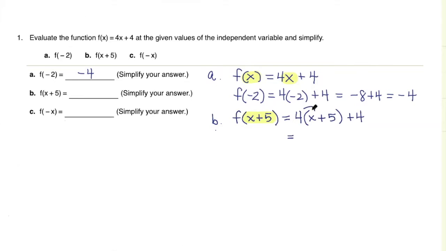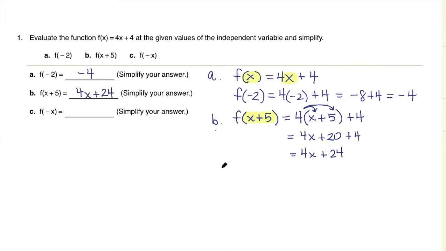Now, in this case, when it says simplify your answer, you would be expected to continue. You do some distributive property here, distributing the 4 only to what's inside the parentheses. So 4 times x is 4x, 4 times 5 is 20. You bring down the plus 4, and you have some like terms you can combine. So your final answer would be 4x plus 24.